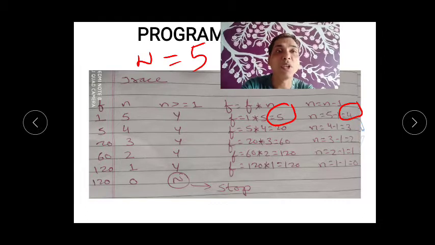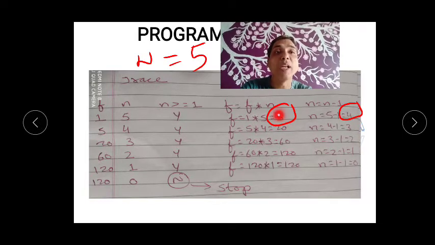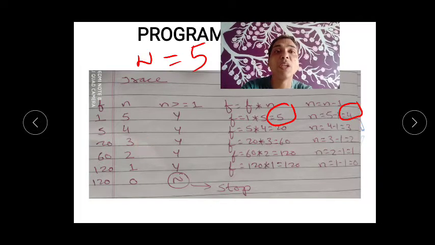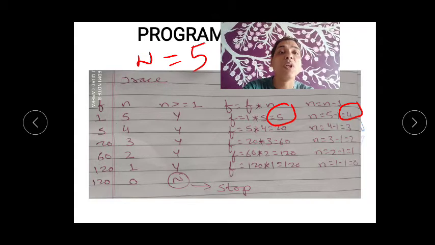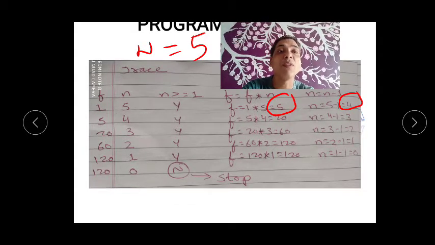True. Now can you see f is equal to f into n. So the value of f is 5 and the value of n is 4. So 4 into 5 is 20. Now can you see n is equal to 4 minus 1, that becomes 3. So the latest value of n becomes 3 and f becomes 20. Again we have to continue. Now since we will continue here, can you see you will be getting 5, 20, 60, 120.